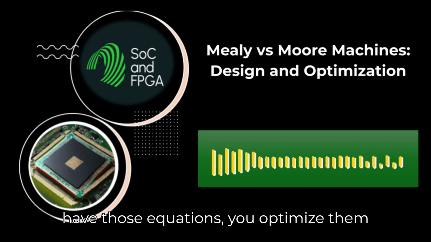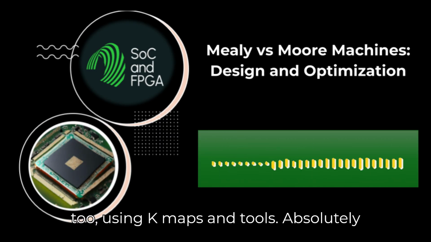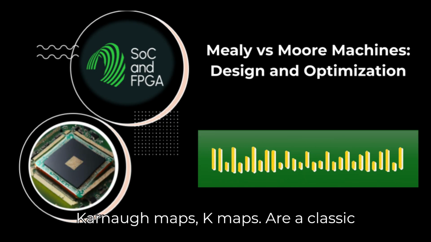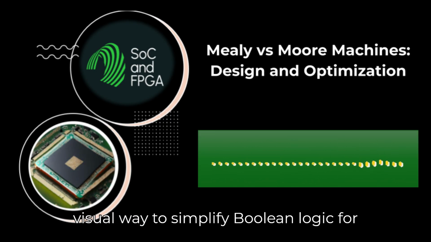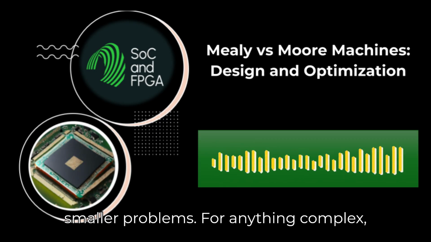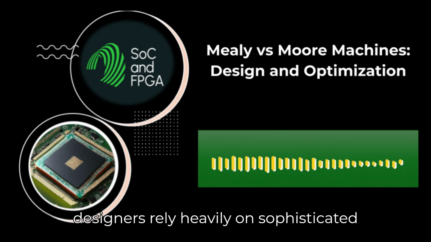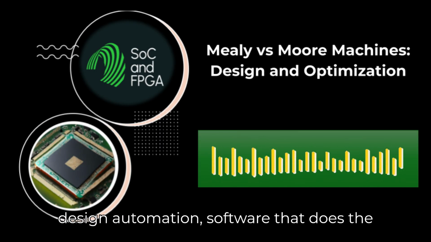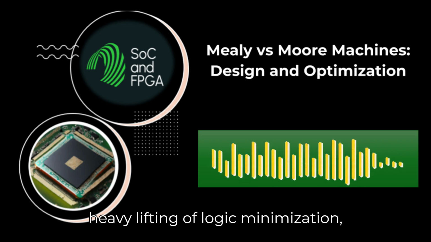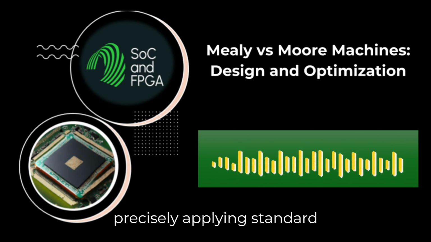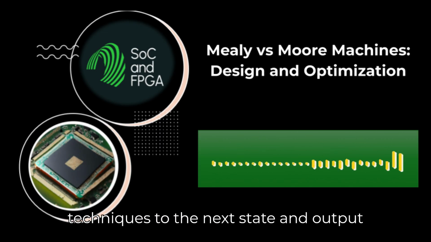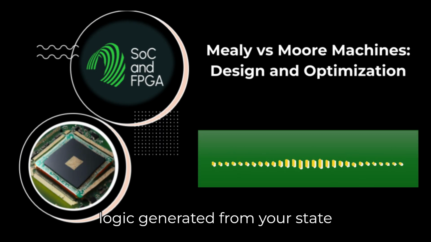Right. And once you have those equations, you optimize them too, using K-maps and tools. Absolutely. Karnaugh maps, K-maps, are a classic visual way to simplify Boolean logic for smaller problems. For anything complex, designers rely heavily on sophisticated automated EDA tools, electronic design automation. The software that does the heavy lifting of logic minimization. Precisely. Applying standard combinational logic optimization techniques to the next state and output logic generated from your state assignment.